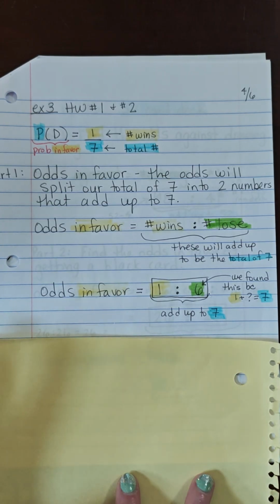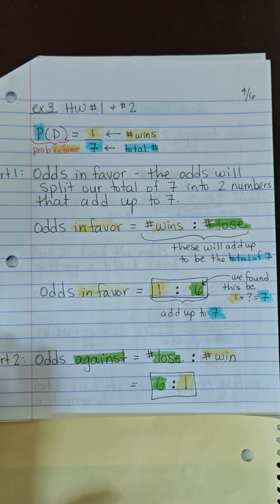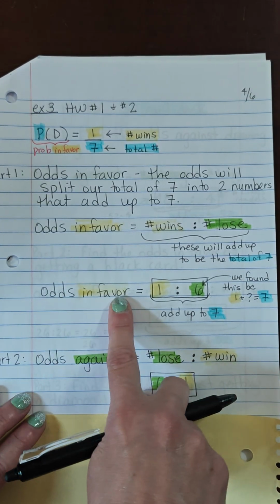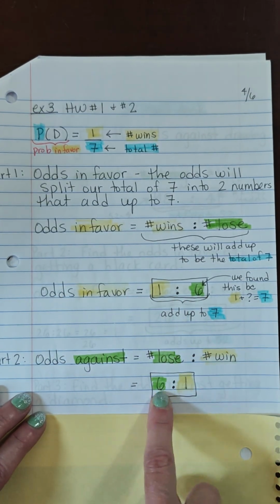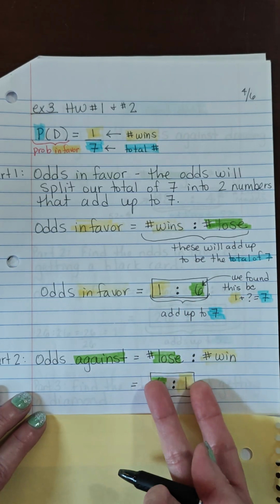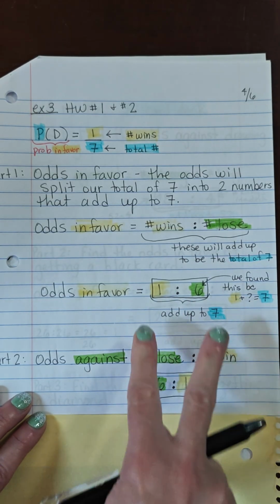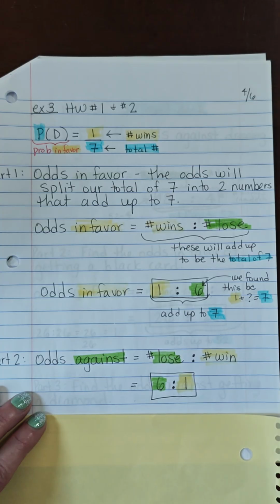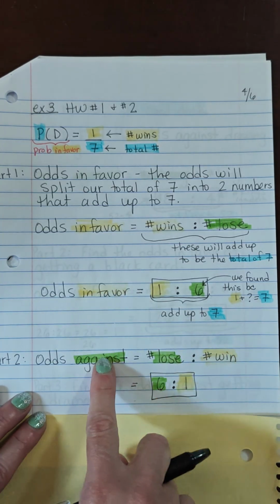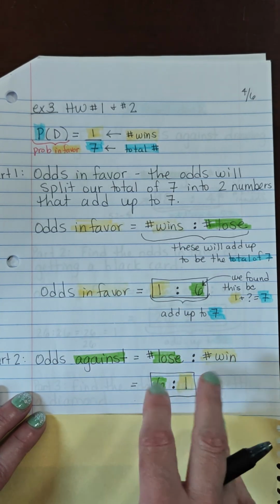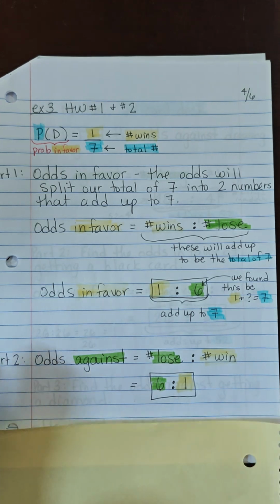Okay? Now, the second part, the odds against. The odds against are super easy. Whatever the odds in favor are, the odds against are just going to flip it around. Just boop, boop, that's it. So if this is 1 to 6, boop, 6 to 1. So the odds in favor and the odds against are the exact same numbers. The order is just flipped on them.